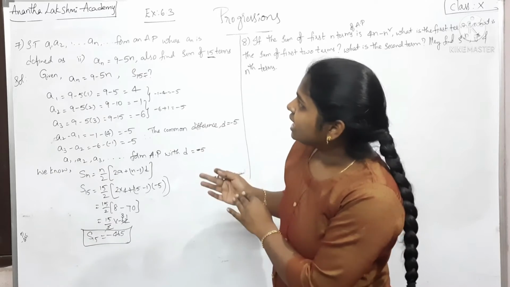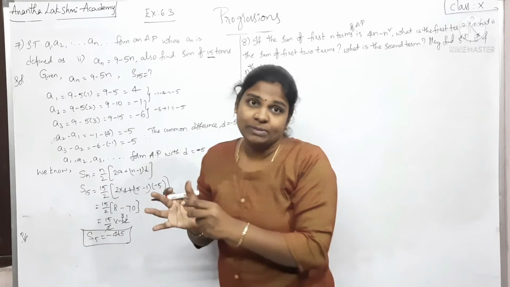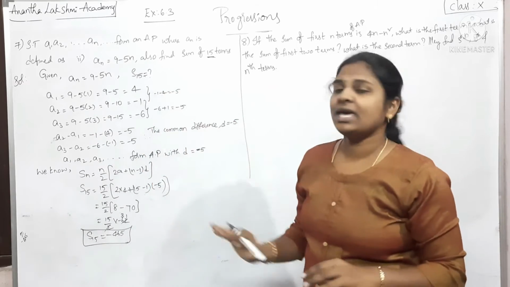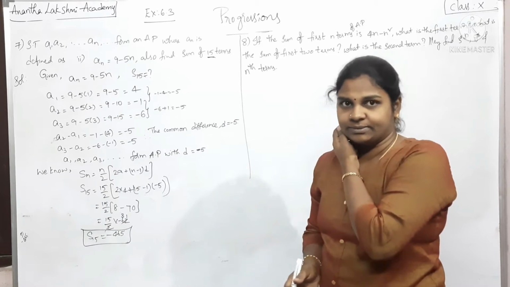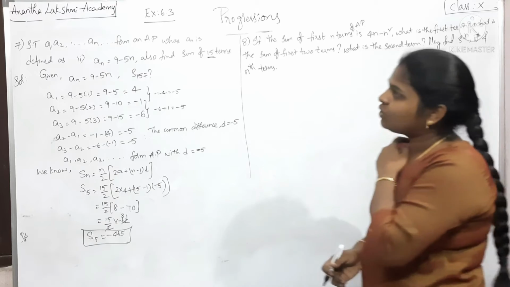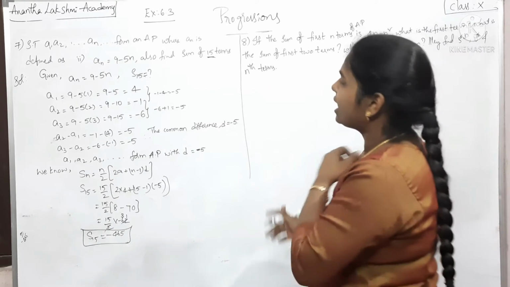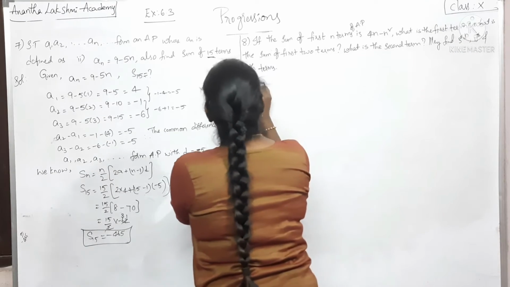Okay, given an expression, we figured out the first 3 terms, calculated the common difference as well, and said that as they have the same common difference, this is going to form an AP, and later we calculated the sum of the first 15 terms. Okay, that is about problem number 7. Let's look at problem number 8.